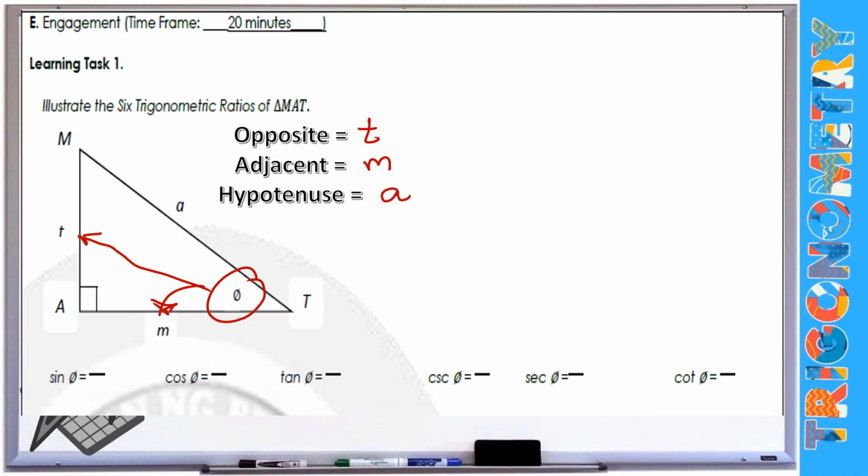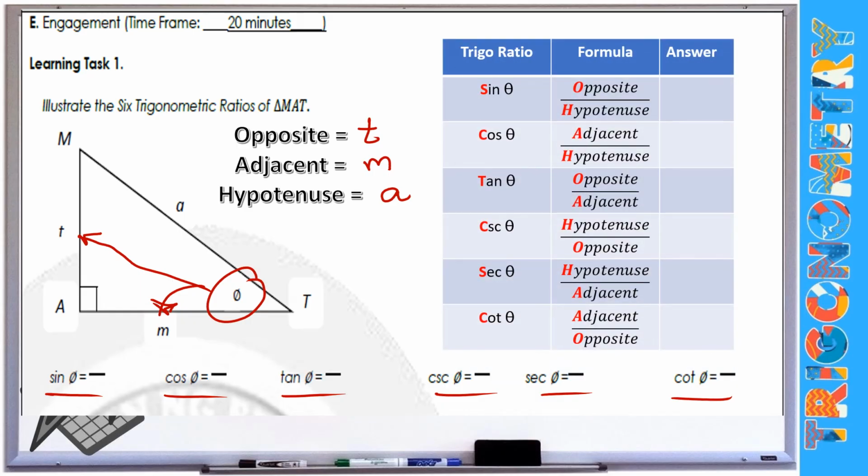If you already have your opposite, adjacent, and the hypotenuse, you can already have your 6 trigonometric ratios using this formula. So use again this formula to answer the questions below. So we already have your opposite, adjacent, and hypotenuse. It's up to you now to simply put these formulas. Let's have the next.